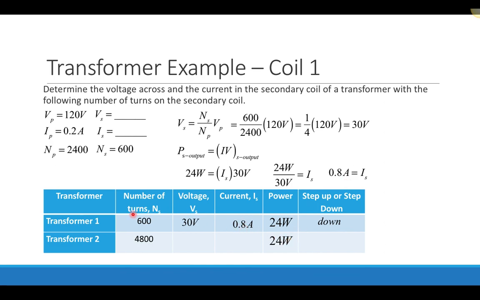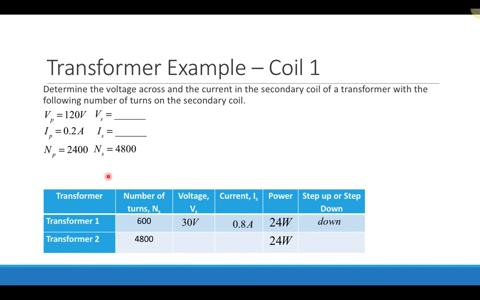So let's think a little bit about this. The ratio of the number of turns was 600 to 2,400. It was a quarter. And as a result, the voltage decreased by a factor of 4. Right? It's now 30. But what happened to the current? The current was 0.2, and now it's 0.8. So the current actually went up by a factor of 4. And so in a transformer, you can't get something for nothing. So we've dropped the voltage and we've increased the current in order to keep the power the same in that particular coil. So however much the voltage drops, the current will increase by that same amount.